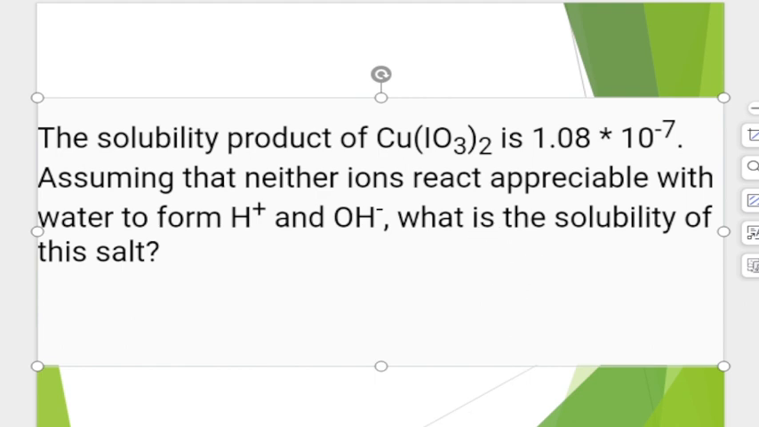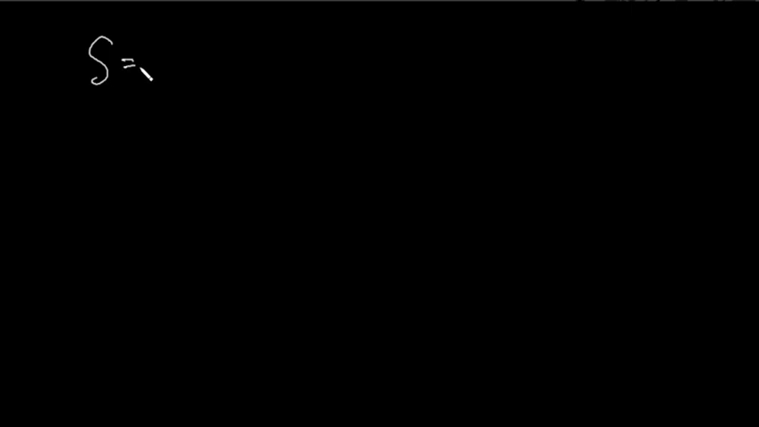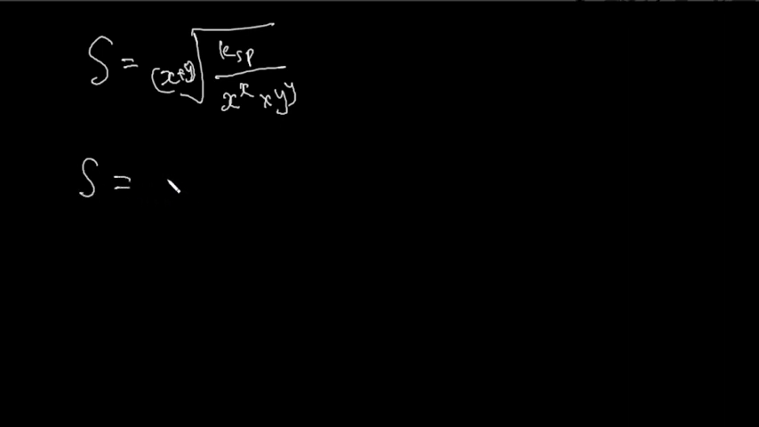So let's get to solve this question quite easily. Now, the first thing we are going to do is, what were we given? Solubility product, and you are asked to find solubility. How do you find solubility when you are given solubility product? Very simple. From the formula we derived, solubility equals the (x plus y)th root of Ksp, which is solubility product, divided by x raised to power x times y raised to power y. Our solubility product was given as 1.08 times 10 raised to power minus 7.